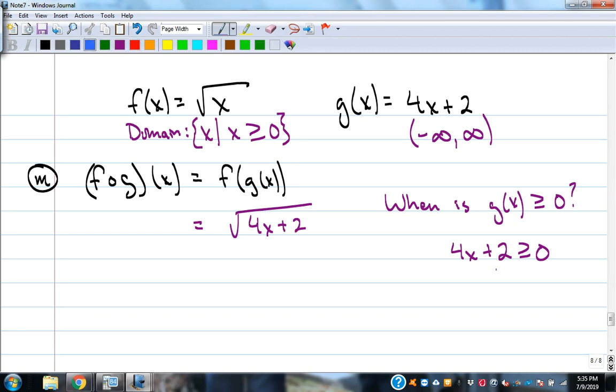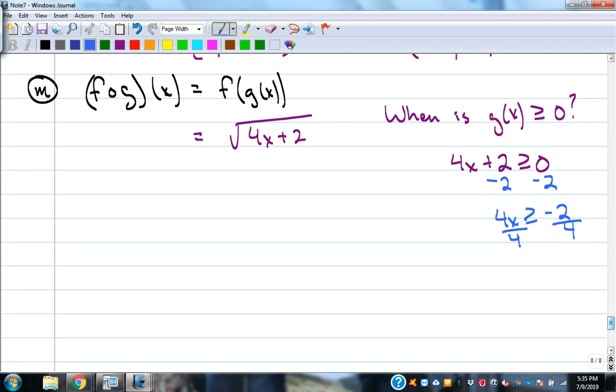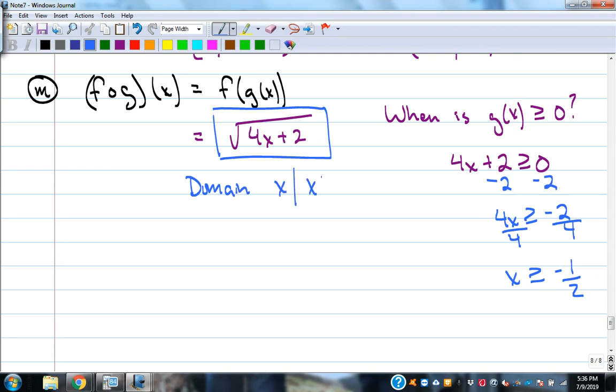So we're going to answer that by subtracting 2 and then dividing by 4. And that's going to be x is greater than or equal to negative 1/2. So the domain of this thing, our composite function, is x greater than or equal to negative 1/2. In interval notation, negative 1/2 with a bracket up to infinity.